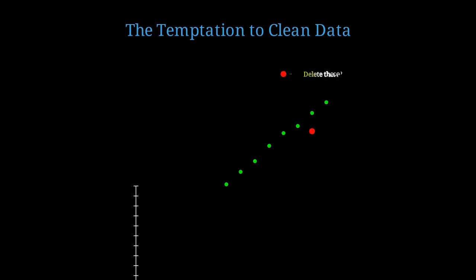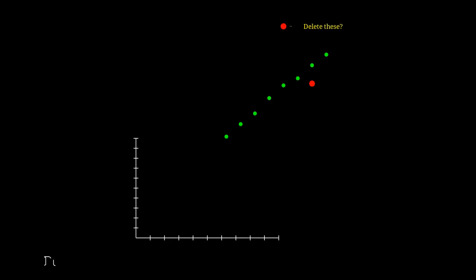Here we see typical experimental data. Most points follow a nice linear trend shown in green, but there are two red outliers. The temptation is to simply delete these red points. But this approach is scientifically dangerous and can lead you to miss genuine discoveries.